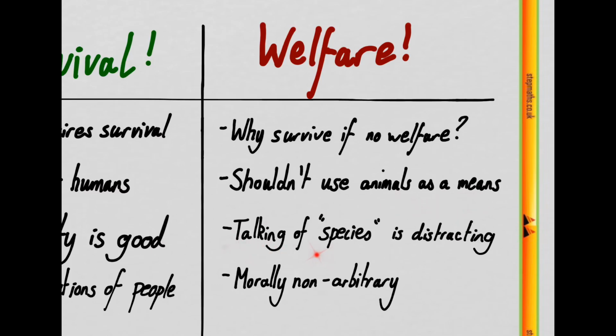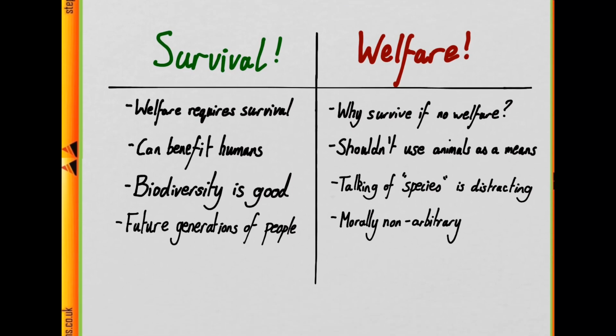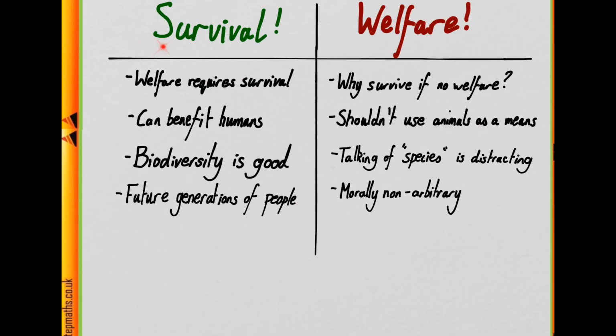You might say, well, talking of species is distracting because what they really are is a collection of individuals, and individuals only benefit from welfare, therefore welfare is all that matters. And you might say it's morally non-arbitrary to talk about welfare because you can compare it cross-species, whereas you might have to choose which species you let survive. We're going to take a couple of points on either side and look at them in a bit more depth.